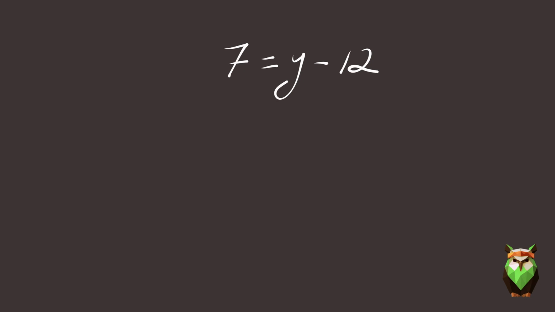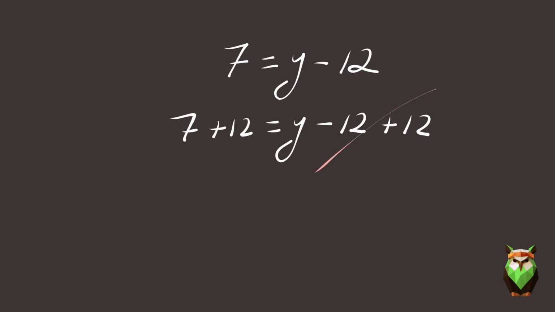To get y by itself, we want to get rid of that minus 12. We can do that by adding 12 to both sides of the equation. 7 plus 12 equals y minus 12 plus 12. The 12s cancel on the right side. On the left side, 7 plus 12 equals 19. So y equals 19. Ready to move up a level?